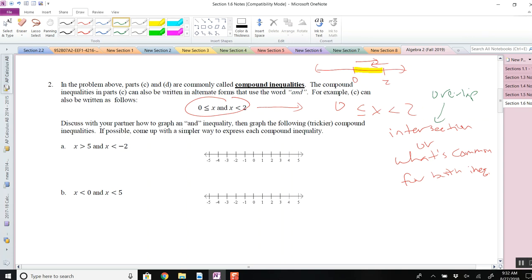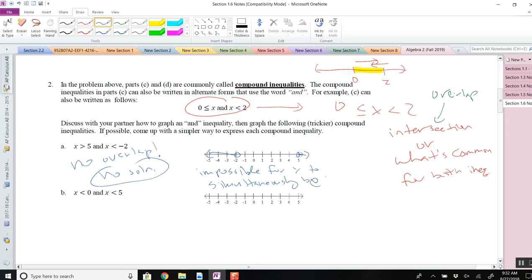So let's take a look at this one here. x is greater than 5 and x is less than -2. This is a little weird, so bear with me. Here's 5, and we're going greater than, it's going this direction. Here's -2, less than, we're going that direction. The problem is there's no overlap. So there's no solution to this one because it's impossible for x to simultaneously, being at the same time, be greater than 5 and less than -2.